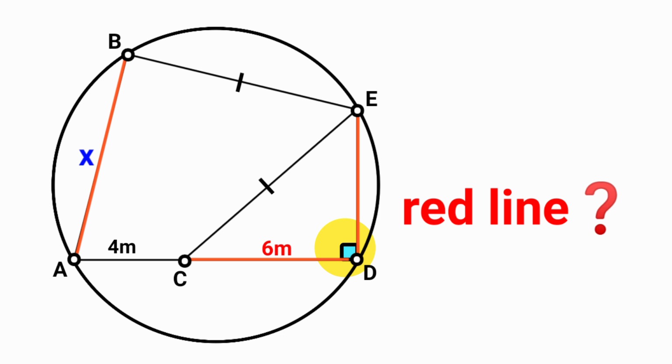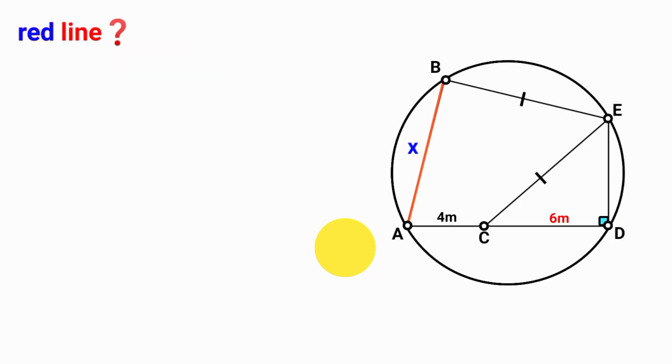So how can we solve this? How can we calculate the length of this red line? Well, it is very simple. I'll start from these congruent sides. Since they are congruent, that means if I assume the length of this side to be y, this must also be y. Now let's look at this triangle CDE.